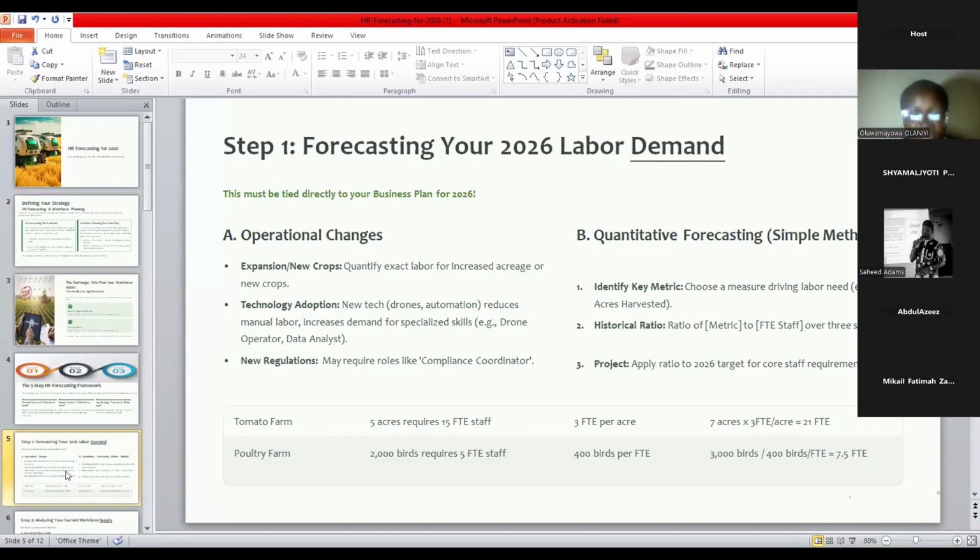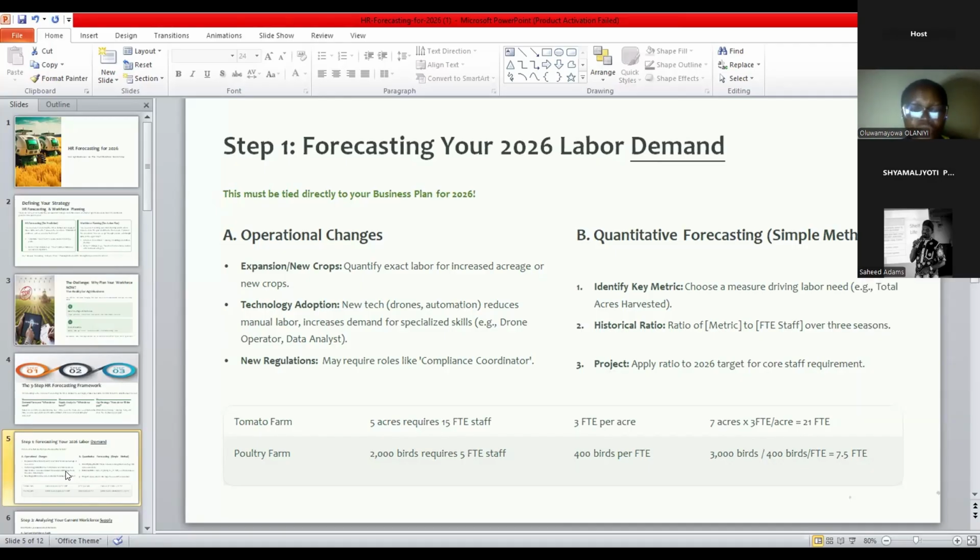Or is there a new regulation whereby you need a compliance coordinator or a compliance officer, for example? Maybe government has just introduced a new rule that says you will need a compliance officer, who might not necessarily be a full-time staff to you. Probably somebody who will come quarterly just to see that you are compliant. So this also needs to be put into consideration under our option A, which is operational changes.